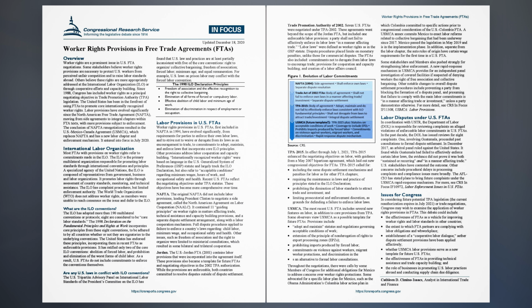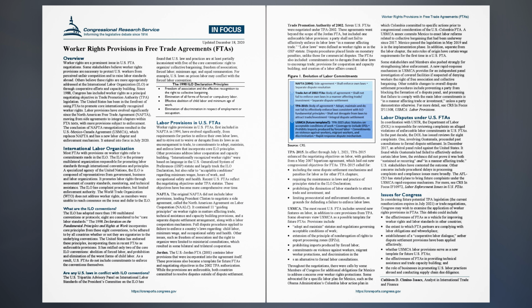Throughout the negotiations, there were calls by some members of Congress for additional obligations for Mexico to address concerns over worker rights protections. Some advocated for a specific labor plan for Mexico, such as the Obama administration's Colombia Labor Action Plan, in which Colombia committed to specific actions prior to congressional consideration of the U.S.-Colombia FTA. A USMCA annex commits Mexico to enact labor reforms related to collective bargaining that had been underway since 2017. Mexico passed the legislation in May 2019 and is in the implementation phase.